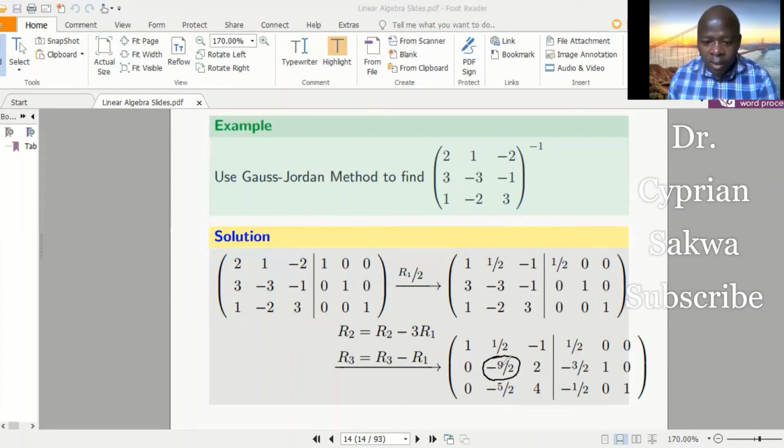So how do you create a 1 in this position? By multiplying row 2 by negative 2 over 9. So multiply row 2 by negative 2 over 9. You multiply the entire row by that, and that will give you 1 in that position. Because we want this 1, and then use it to create zeros in these other positions. So let's see what happened.